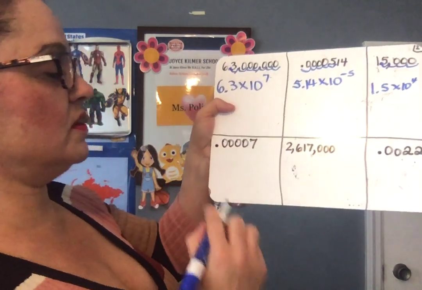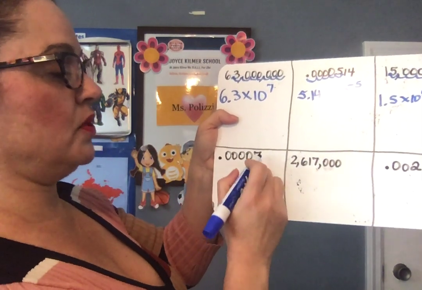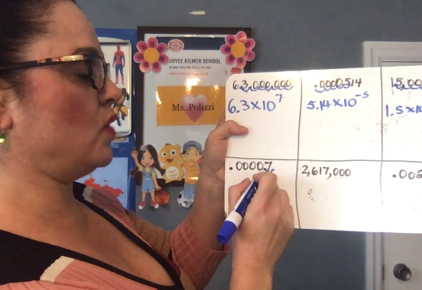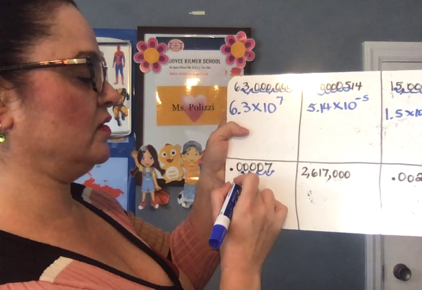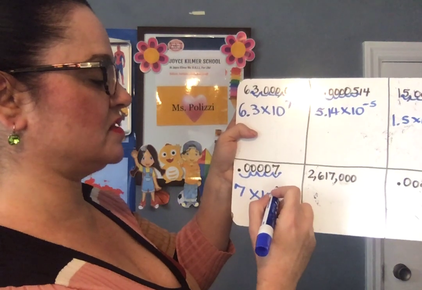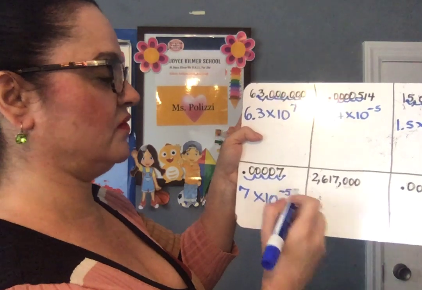Okay, down here is a decimal. So we're going to put our decimal point right after the 7 and count left. 1, 2, 3, 4, 5. So we would rewrite this as 7 times 10 to the negative 5.